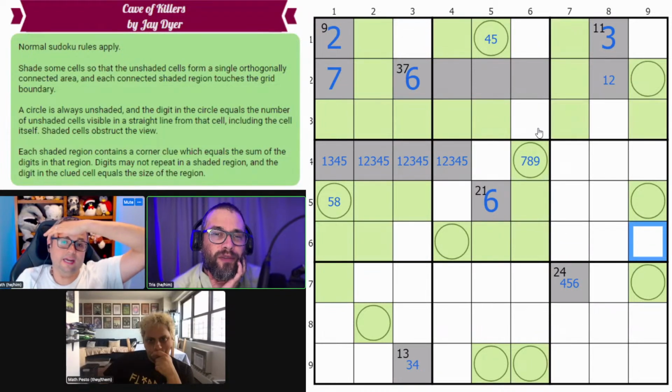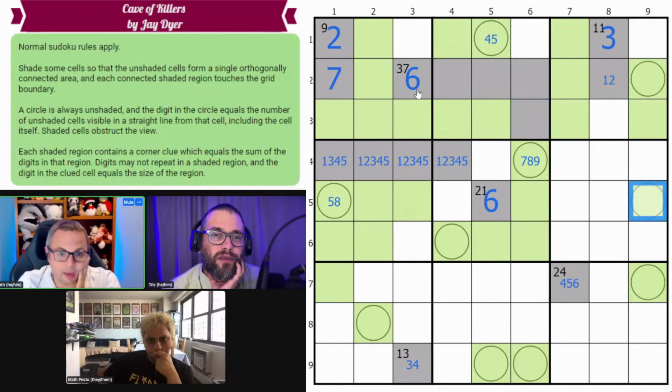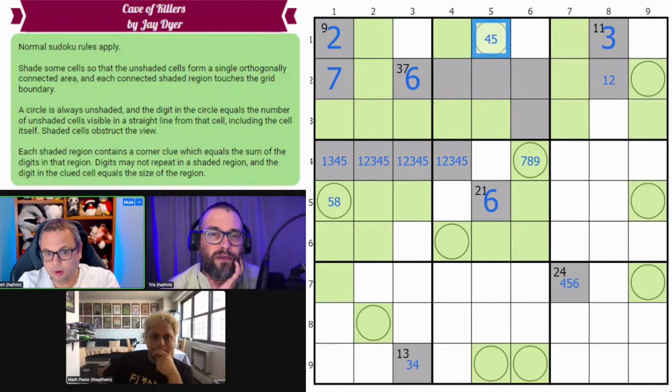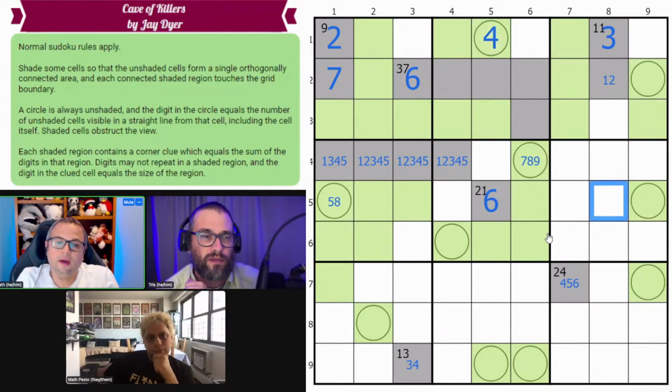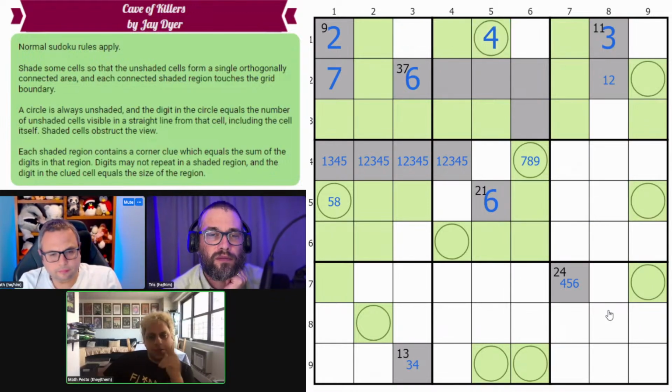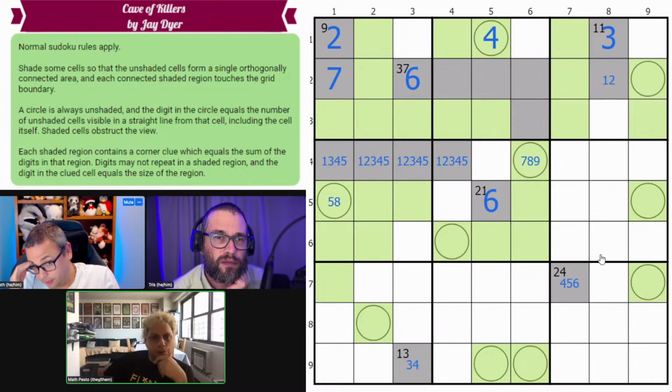Making row 1, column 5 not 4, both of them. So this cell's definitely gray. And yes, whichever of these is gray is definitely making that a 4. I agree. Now we have some checkerboards to avoid in row 4.